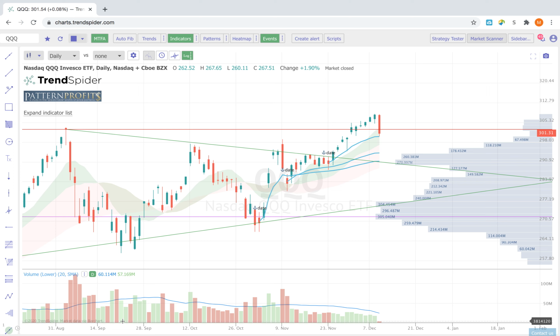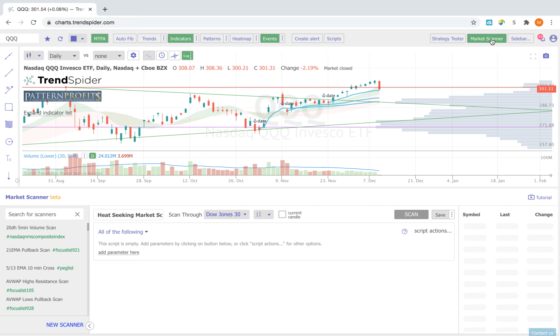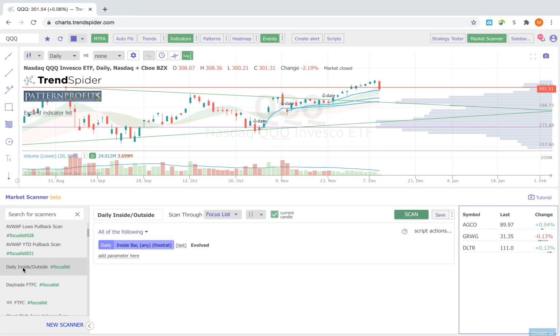I wanted to share with you how I go about scanning for inside days, and then we'll discuss a little bit how we trade them. I'm in TrendSpider here. I'm going to hit Market Scanner, and I have the scan already saved for daily inside outside. What we're looking for on the daily time frame is an inside bar, any inside bar.